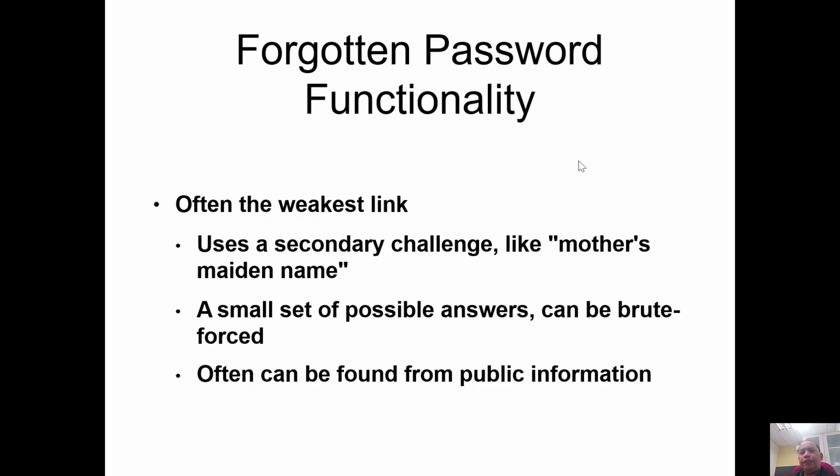So often the weakest link uses a secondary challenge like mother's maiden name. Maybe they already know this. In social media, you already write your mother's maiden name. A small set of possible answers can be brute forced. Remember back what brute force is. They try the most possible answers. Often it can be found from public information.